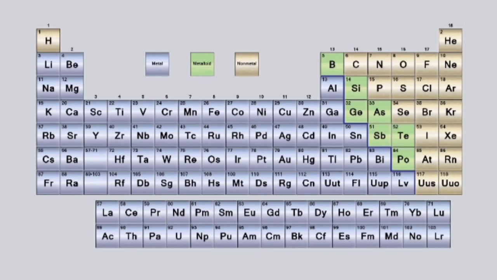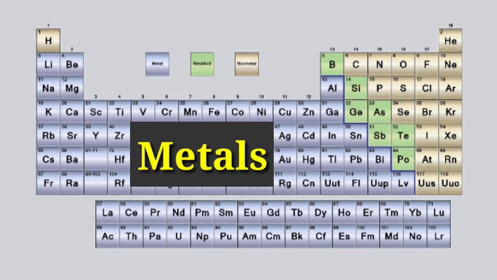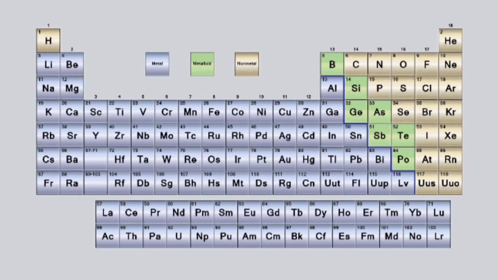Which among the three parts can lose or transfer electrons? Correct. They are the metals. If metals lose electrons, then who gains electrons? Correct. Non-metals receive or gain electrons.